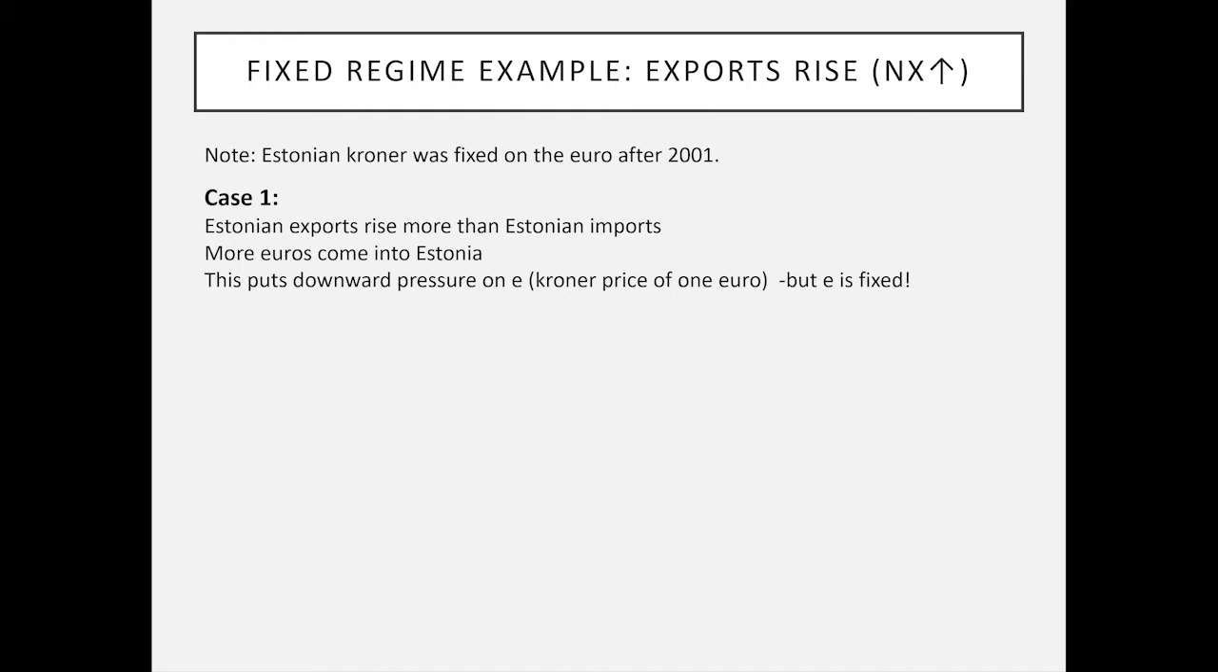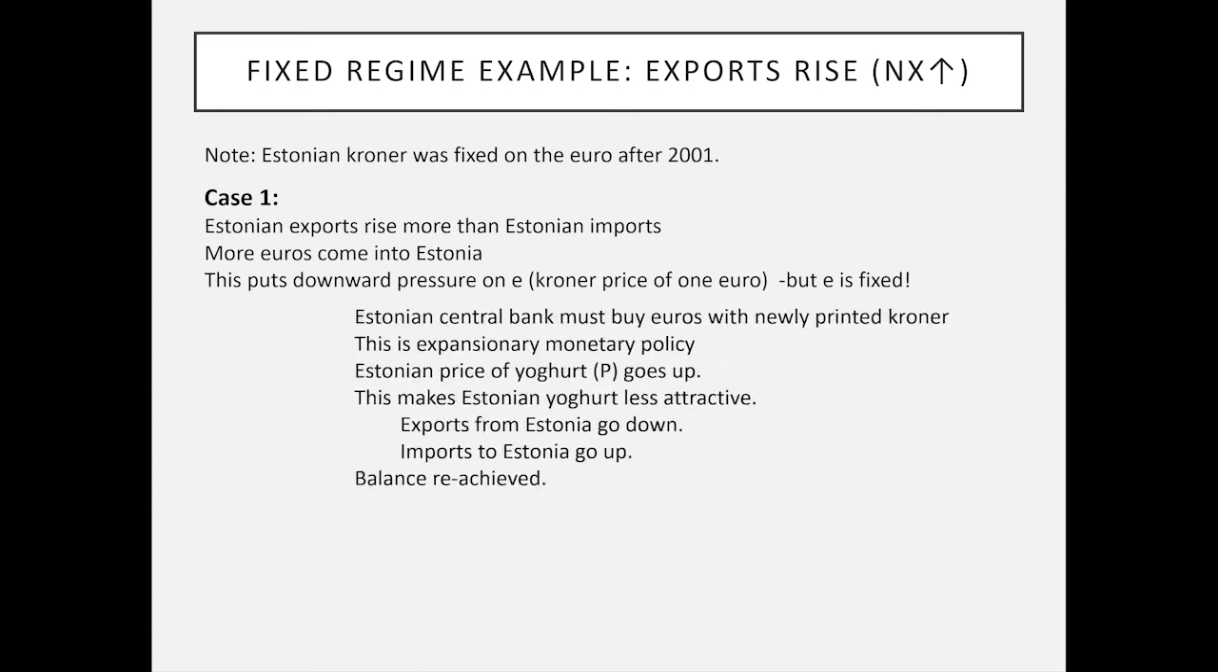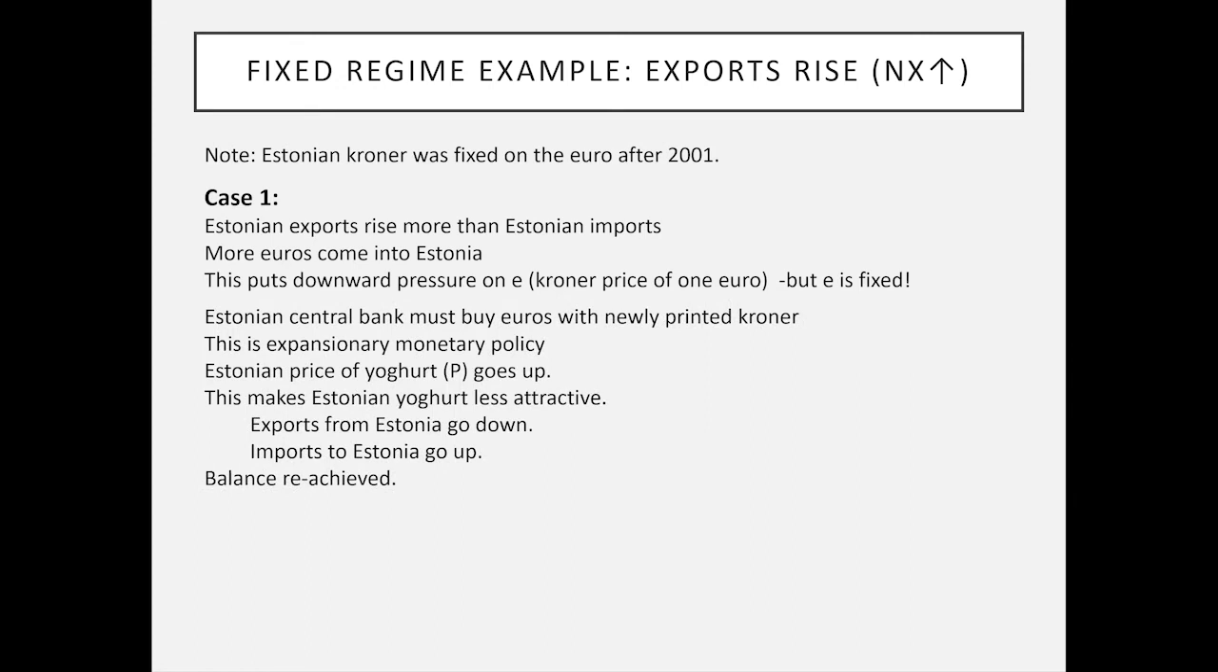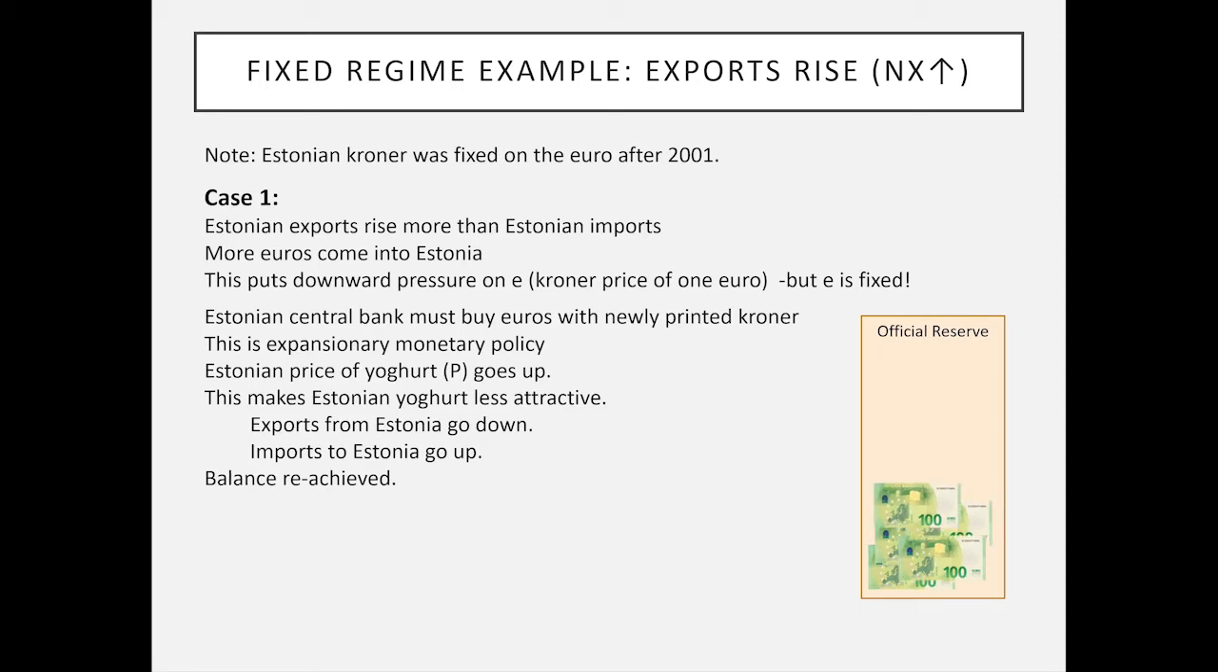This would mean that euros, if we think in terms of current account or capital account, would be coming into the country, goods and services would be leaving more than previously. The extra euros within the country would put downward pressure on the exchange rate, on E. This would be the kroner price of €1, except Estonia has a fixed exchange rate regime with the rest of Europe. So as a result, the Estonian central bank would have to start buying euros with newly printed kroner. This would be, in effect, an expansionary monetary policy.